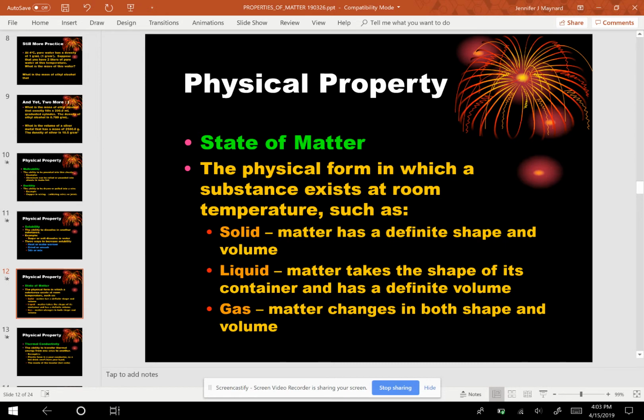Another huge physical property would be states of matter: solid, liquid, gas. So in a solid, matter has a definite shape and volume, and we'll talk more about what that means later. Liquid is matter that takes the shape of its container and has a definite volume. And gas, the matter changes in both shape and volume.